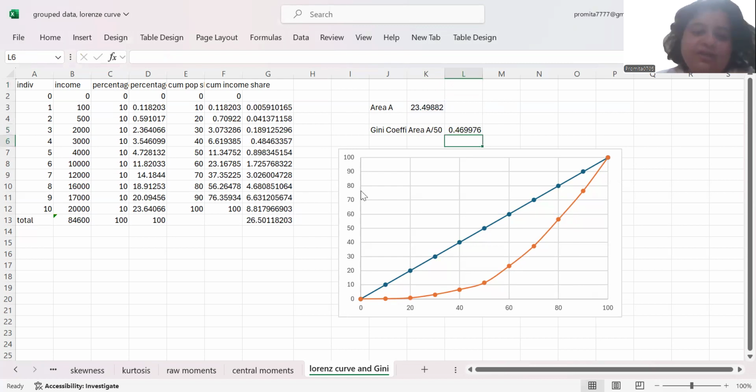So that's all for the day. So today we have learned different measures of central tendency, dispersion, the skewness, kurtosis, raw moment, central moment, and the last one, that is the calculation of Gini coefficient and plotting of the Lorenz curve. So that's it. That's all for the day.